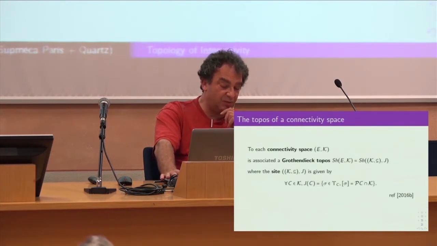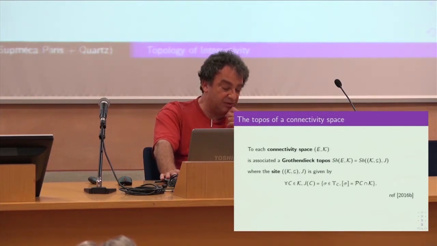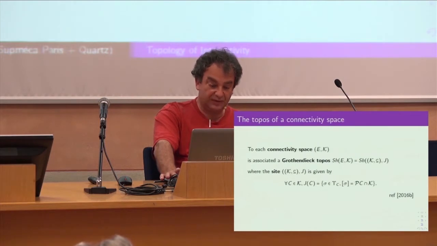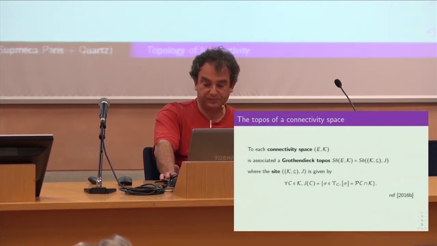To each connectivity space, we associate the Grothendieck topos of its sheaves. For that, we define a Grothendieck site endowing the category of connected subsets ordered by inclusion, with a Grothendieck topology defined in this way. A sieve on a connected set C covers it if the connectivity structure generated by this sieve contains all connected subsets of C.